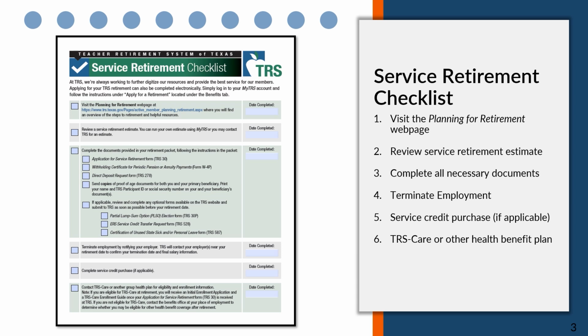The third section contains a checklist of all documents you'll need to submit, including optional forms for PLSO and service credit transfer or purchase. Following that is a reminder to terminate all employment with TRS-covered employers by your effective date of retirement and complete service credit purchase if applicable. Finally, contact TRS Care or your group health benefits plan provider for eligibility and enrollment information. Now, let's take a detailed look at our forms, starting with the application for service retirement.